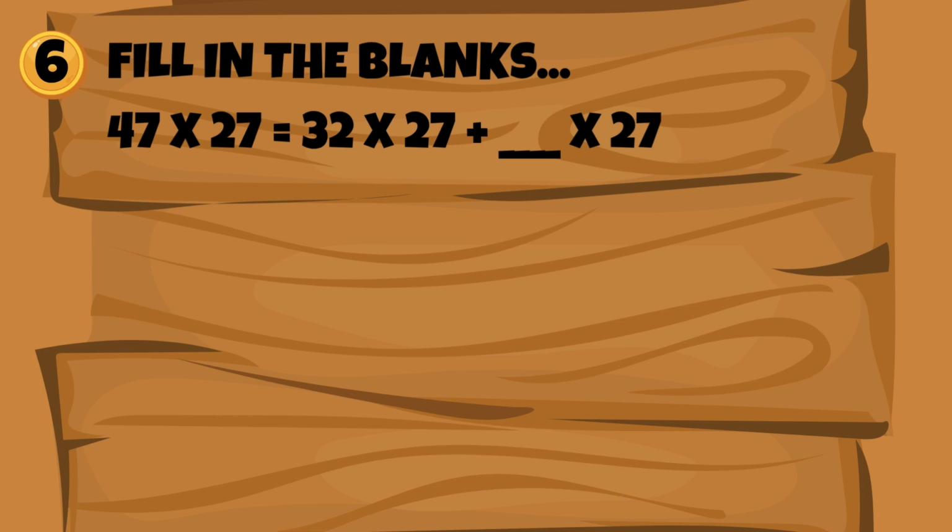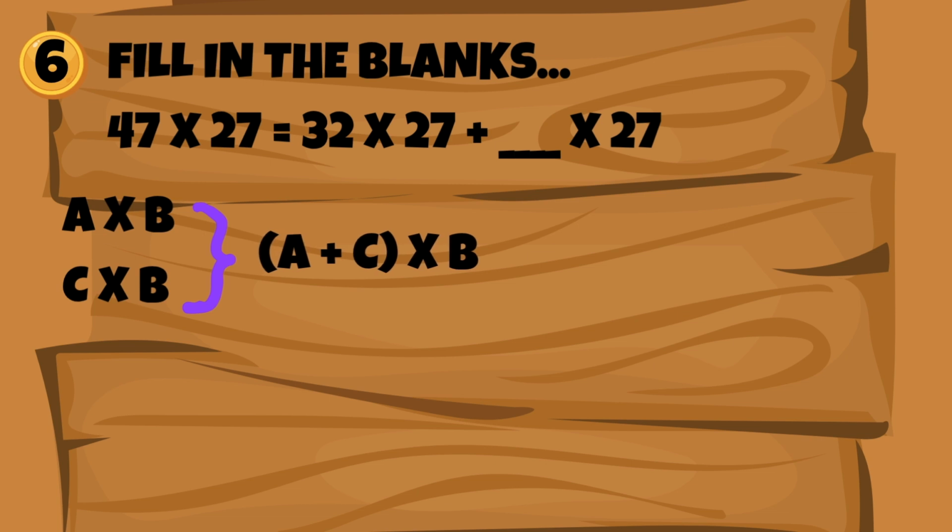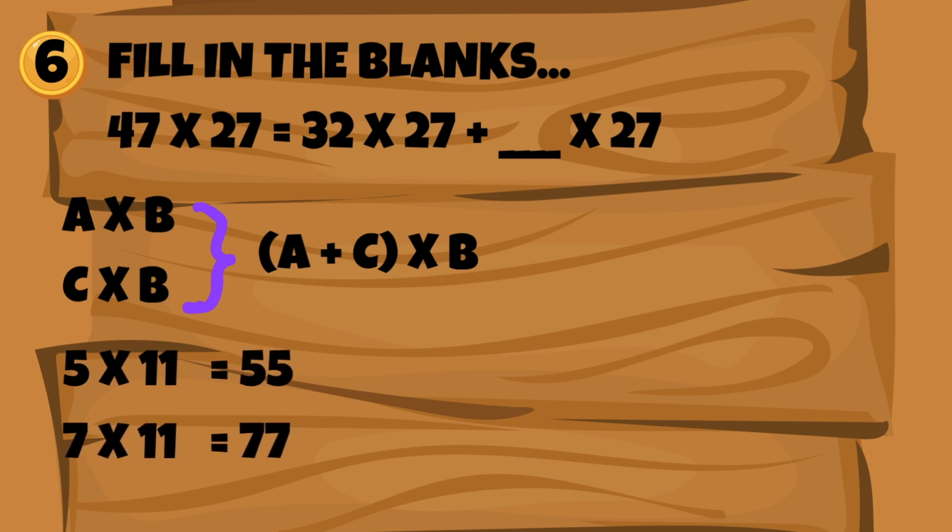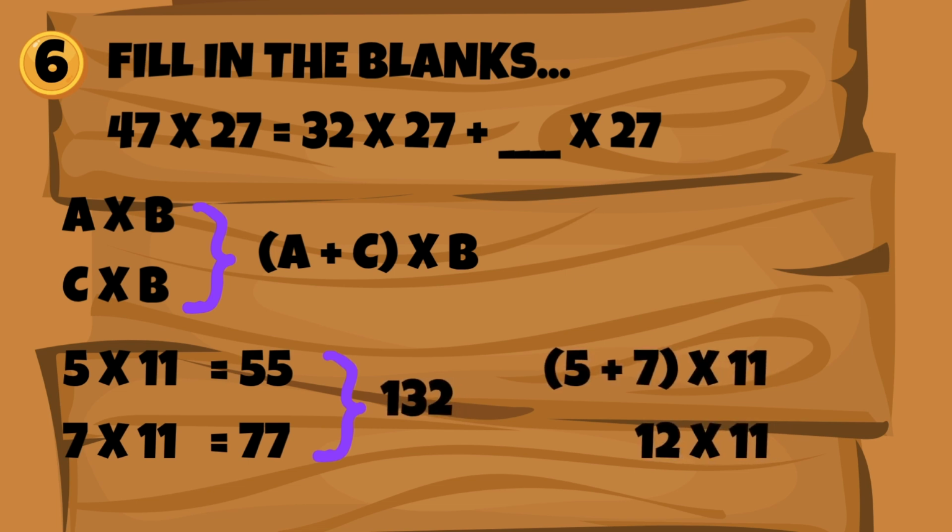Let's fill in the blanks. To do this question, we have to understand this system. If 2 numbers are multiplying the same number, adding them up and multiplying them to the same number will give the same answer as multiplying them first and then adding them together. So in this scenario, A plus C multiply with B will give the same answer as A times B plus C times B. Let's try this principle with a set of different numbers. See? It works.